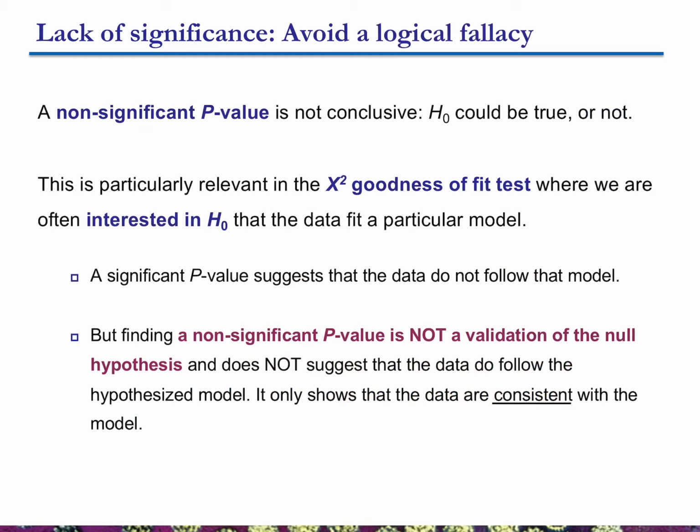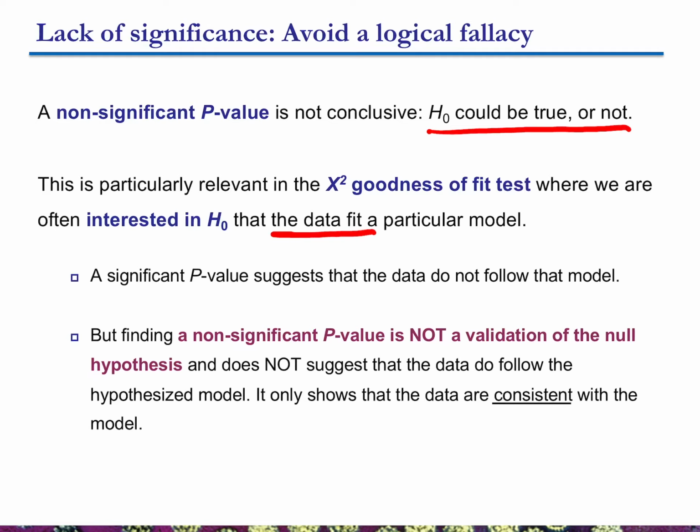So a non-significant p-value is not conclusive, okay? The null could be true, or maybe it's not true. We don't know necessarily. It just means we probably don't have enough evidence. And this is really relevant with the chi-square test because we're often interested in the null in the sense that it represents a null model of what might be going on. We're interested to see if our data fit a particular model.